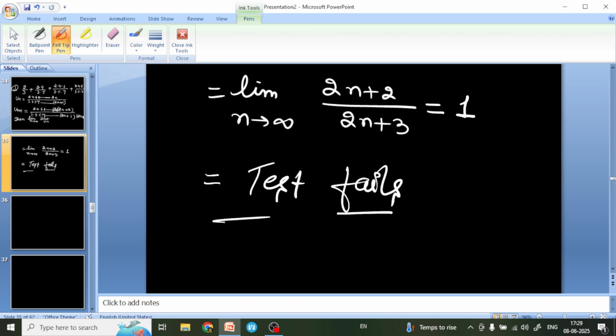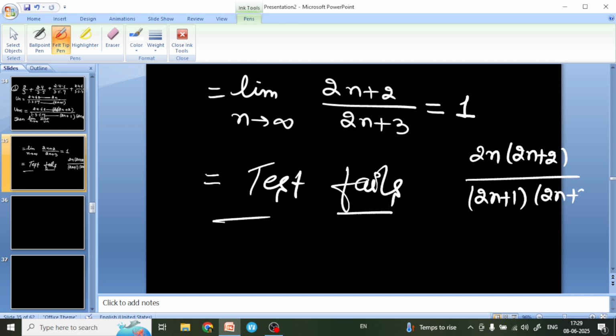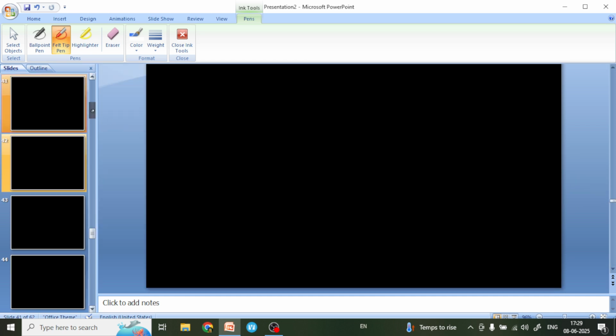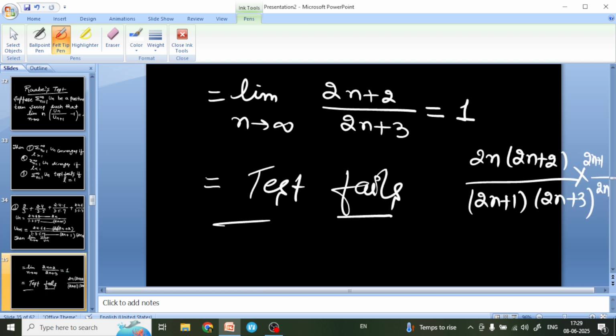How? You can see here, un plus 1 is equal to 2n plus 1 n plus 2 over 2n plus 1 2n plus 3, and over un, that is 2n plus 1 over 2n. 2n cuts with 2n plus 1, this cuts with this, and finally you will get the remainder value, 2n plus 2 over 2n plus 3.